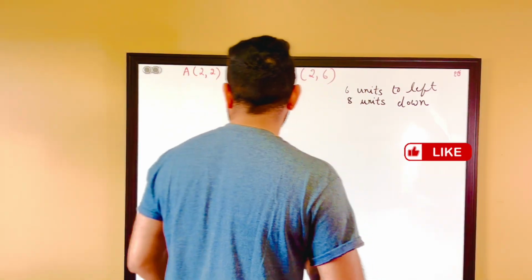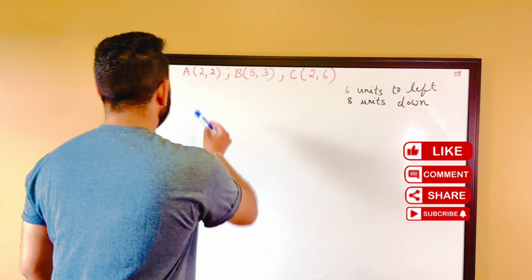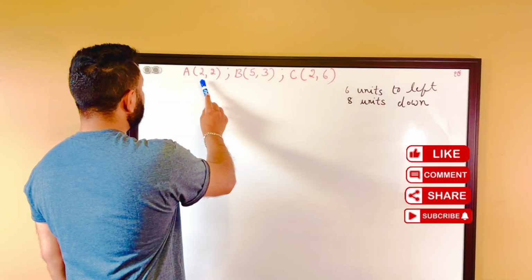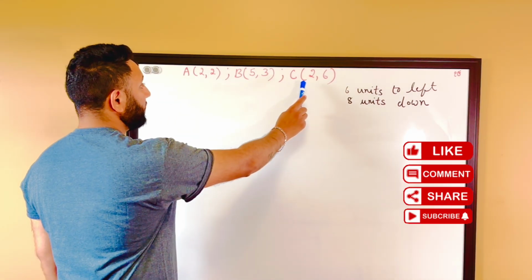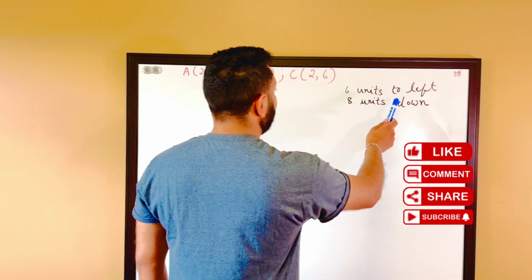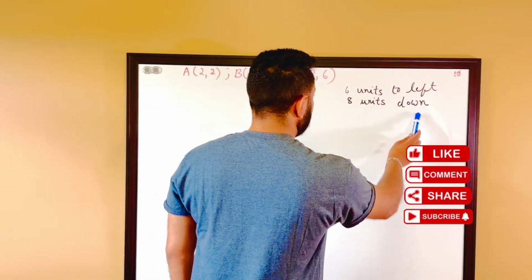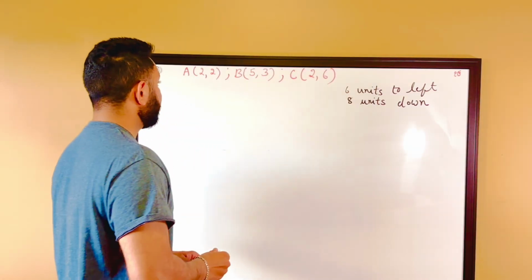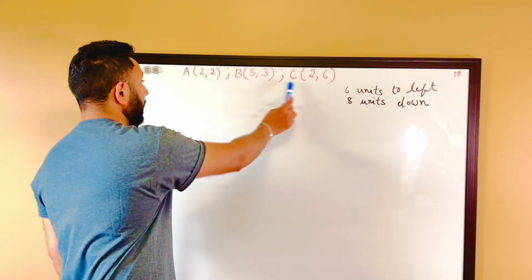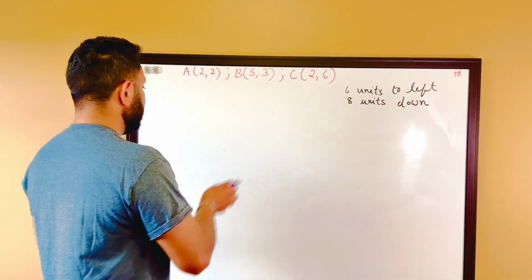So the second example of translation is we are given these coordinates A (2, 2), B (5, 3), C (2, 6), and we have to apply the translation 6 units to the left and 8 units down. So first of all, we're gonna mark these coordinates on a graph.